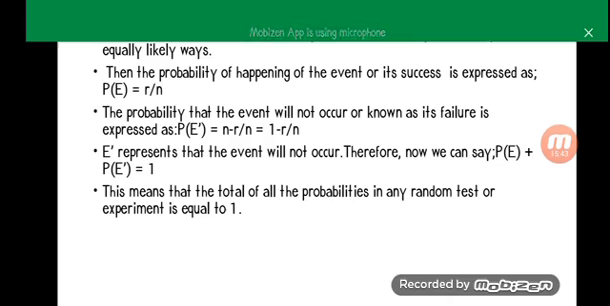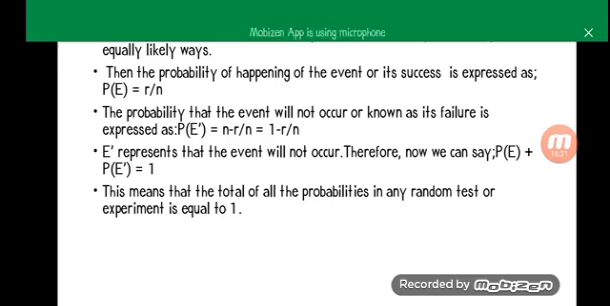So, in actual sense, the total probability will be the probability that something will happen plus the probability that something will not happen. This E complement you see here means that that event will not occur. So the total probability must give you 1, because we can say P, the probability of an event, plus the probability of the event not happening, is equal to 1. So you understand?